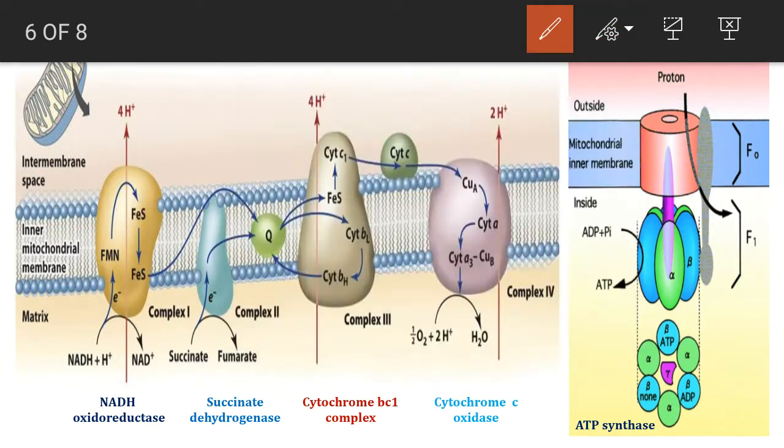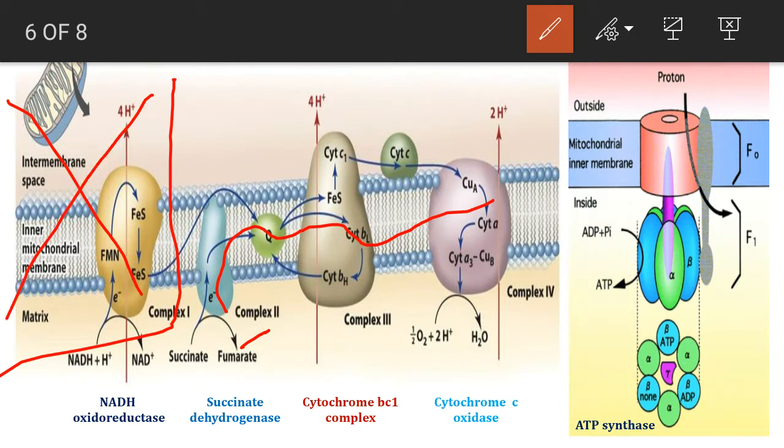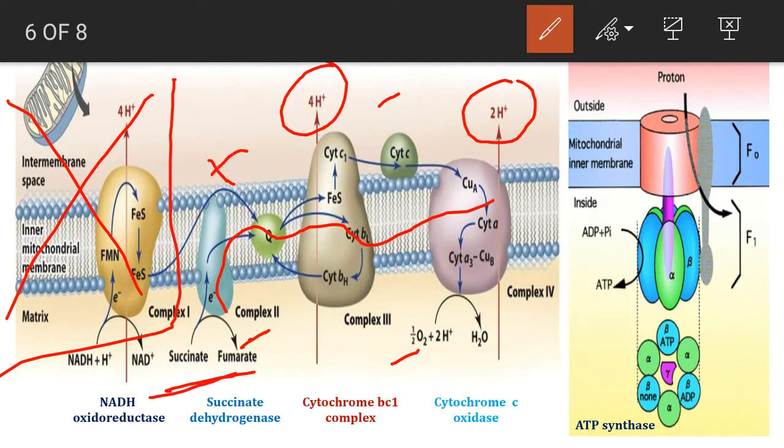Now let's have a look at FADH2. FADH2 will be oxidized at complex number 2. During this process, the electrons will move from complex number 2 onwards, so here there is no role of complex number 1. Because of oxidation of FADH2 at complex number 2, only 6 protons will be transferred from the matrix to the intermembrane space. Complex 2 doesn't transfer protons.